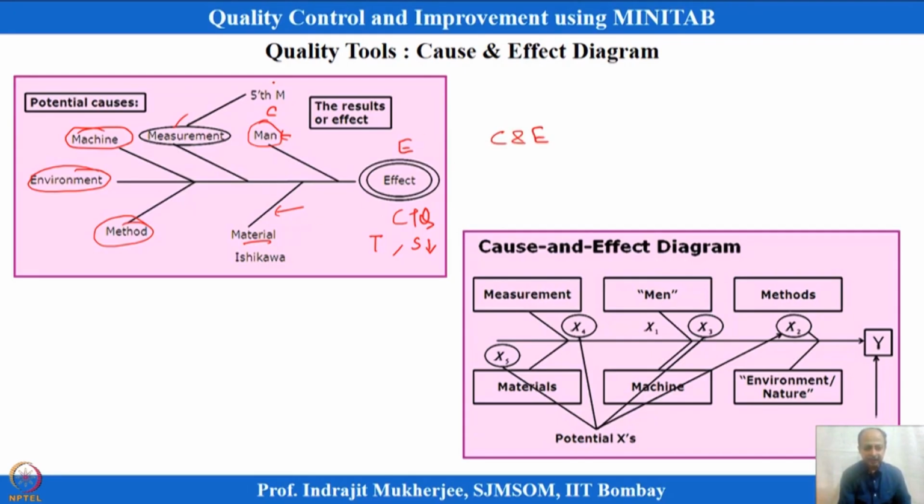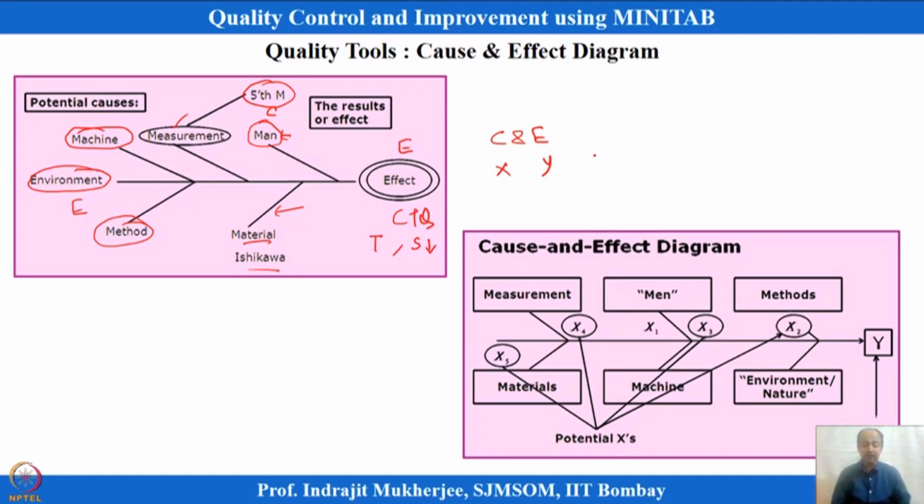So, 5 M's and 1 E is what you see over here. This type of cause and effect diagram was given by Ishikawa, so it is also known as the Ishikawa diagram or fishbone diagram. Many definitions are there, but this shows a cause and effect diagram. Cause is X we can think of, and effect is Y. Y is the CTQ and X are the different causes which influence it, and this is very important.